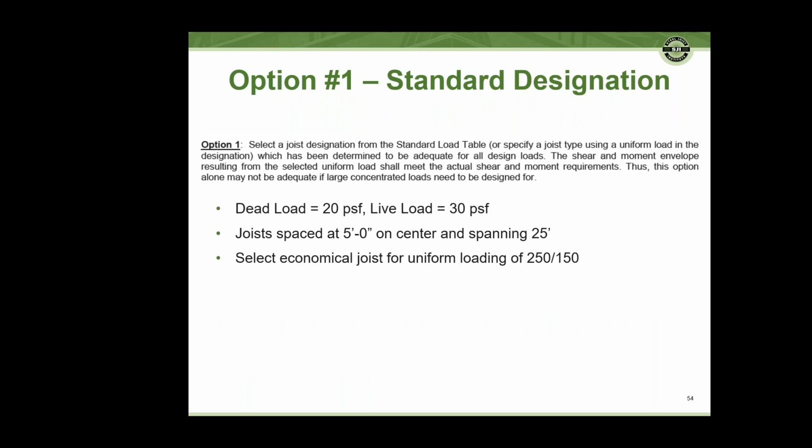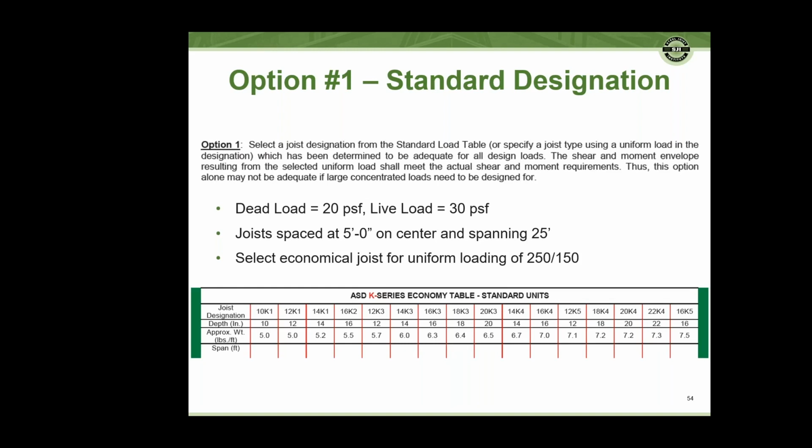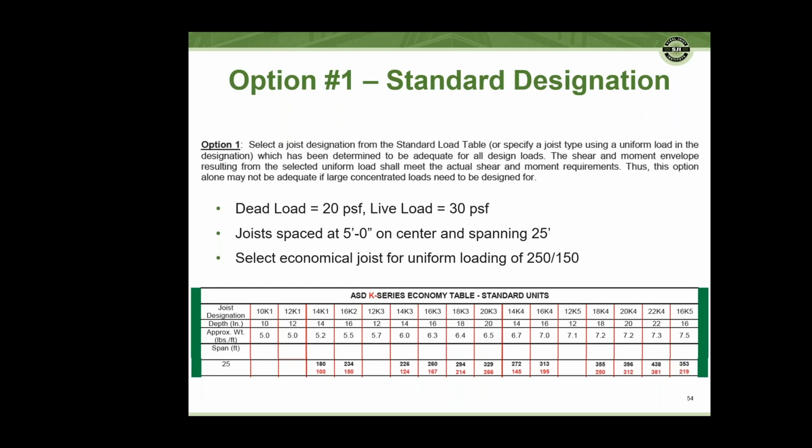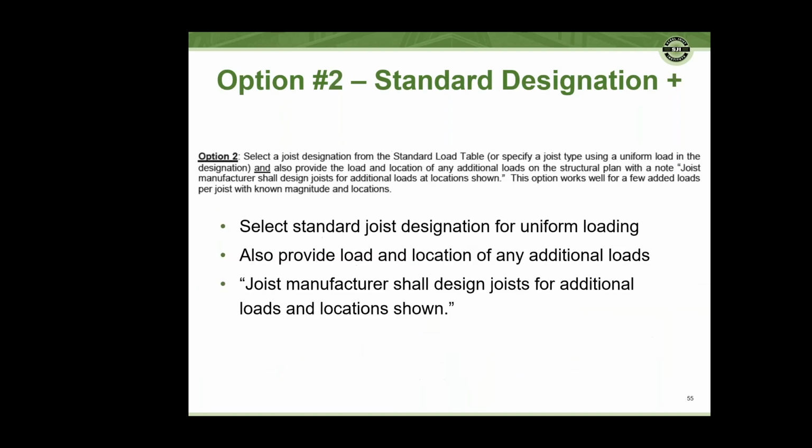Option 1, Tim already covered this, and it's the basic option of the standard designation pulled out of the catalog. So if you've got a dead load of 20, a live load of 30, so your total load is 50 pounds per square foot, joists are spaced at 5 foot on center, your uniform load on that joist will be 250 PLF total load, 150 PLF live load. If you go to the economy table, for this case, we're looking at a span of 25 feet. So you go to the 25-foot span and you come across until you find something that meets those minimum load requirements, and you've selected a 16K3, option 1.